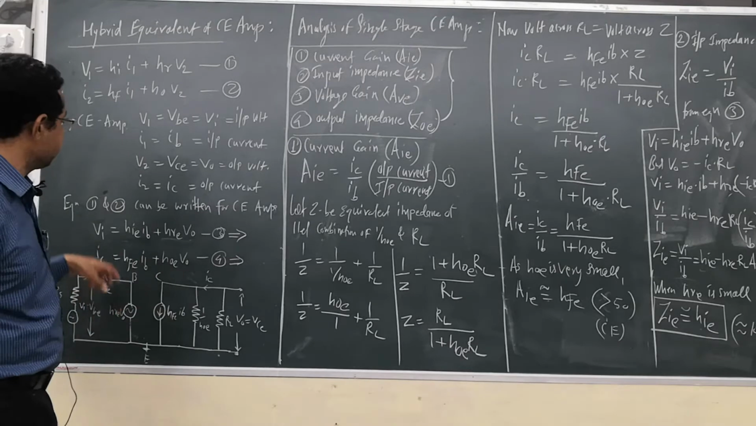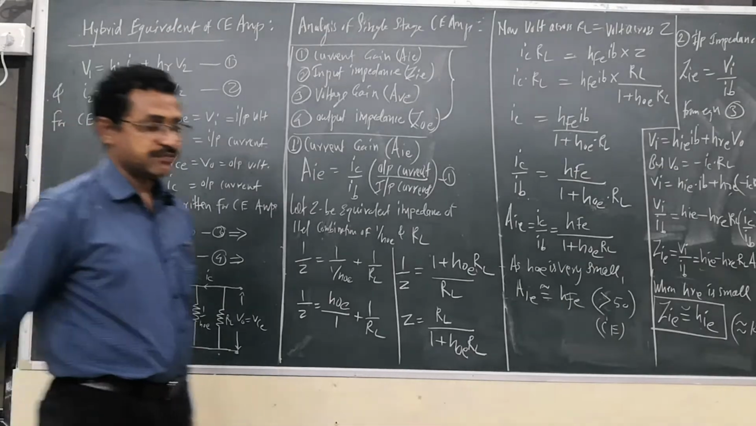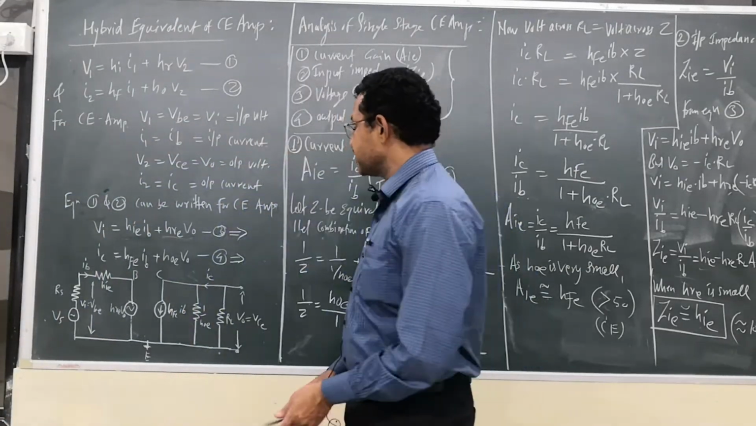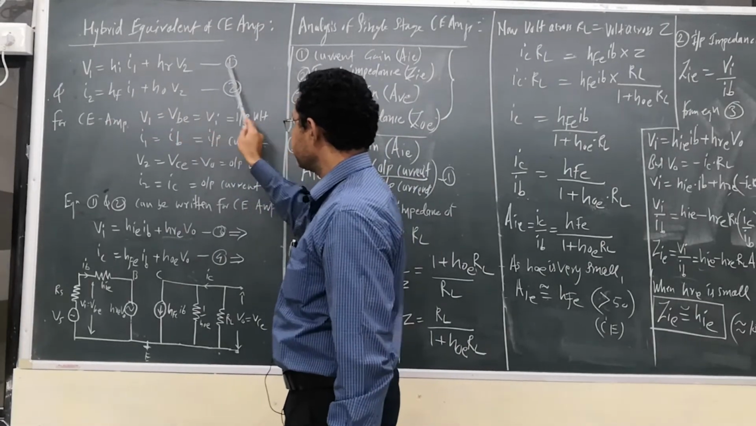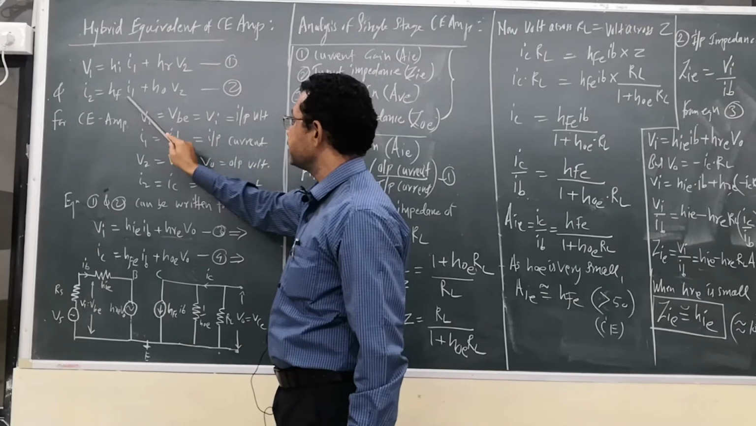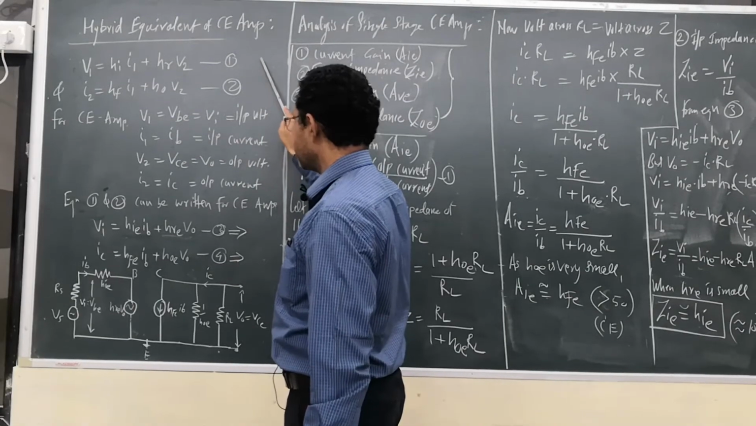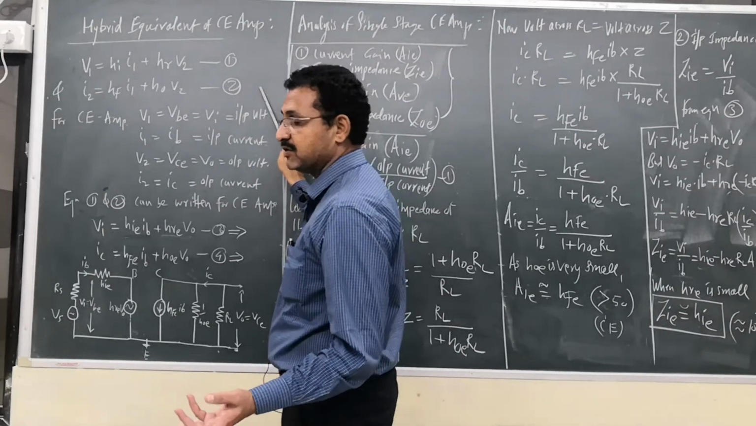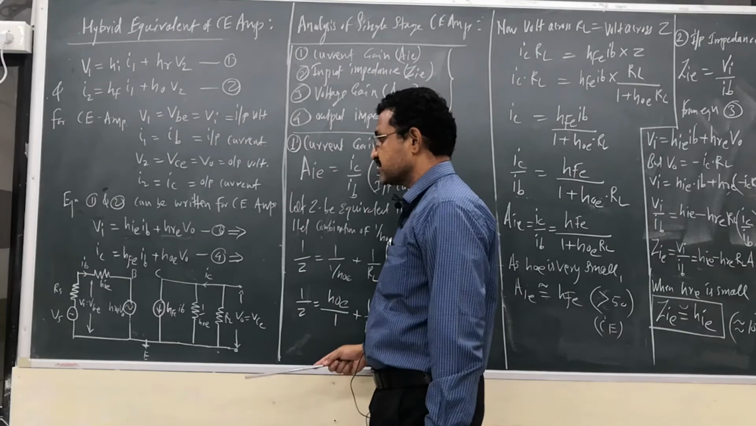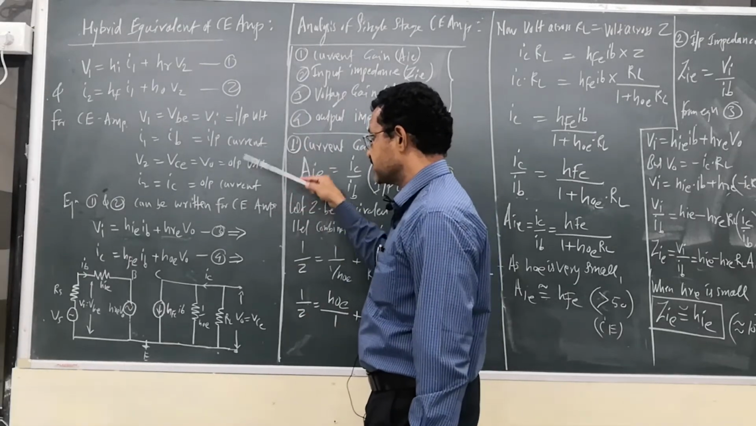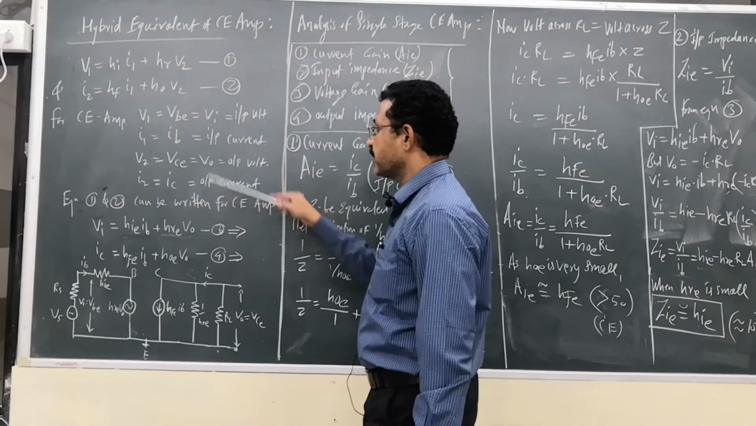By using these 4 parameters, we apply them to the CE amplifier. Equations 1 and 2 are the general equations of H parameters: V1 equals HI I1 plus HR V2, equation number 1, then I2 equals HF I1 plus HO V2, equation number 2. These 2 equations were already taken in the last 4 lectures. In this lecture we have introduced the same equations again, but we have to apply them to the CE amplifier using these notations for the input voltage, input current, output voltage and output current.